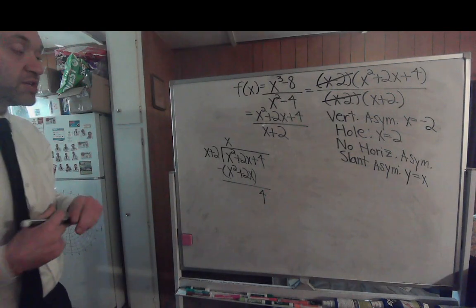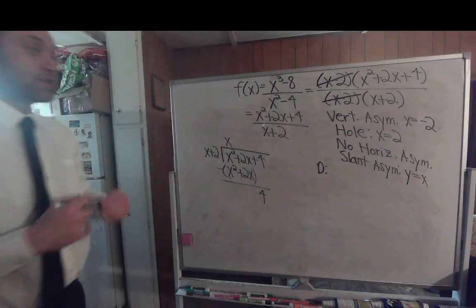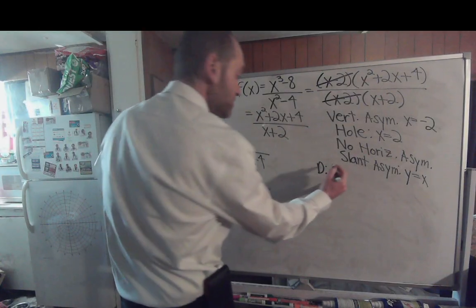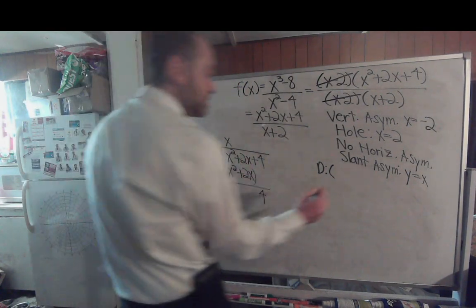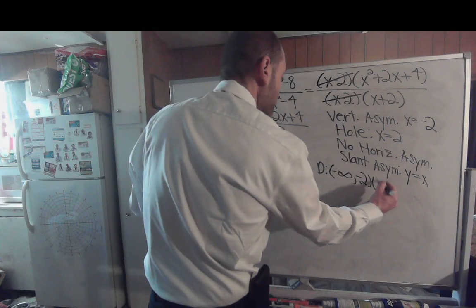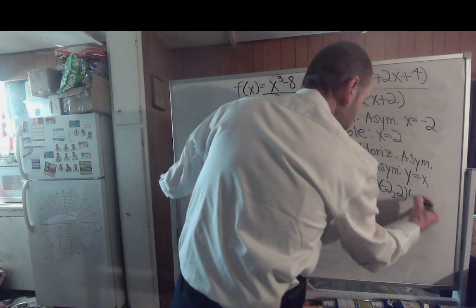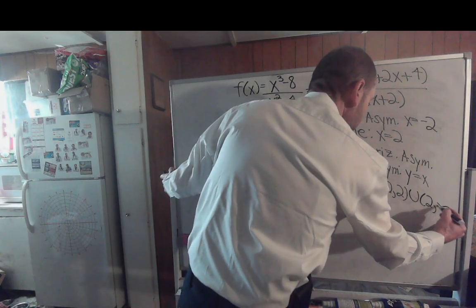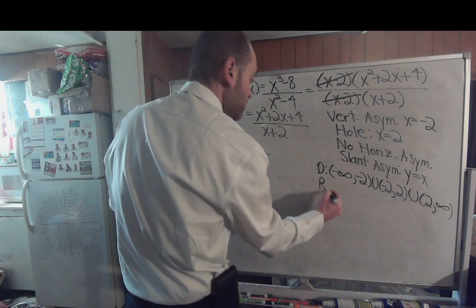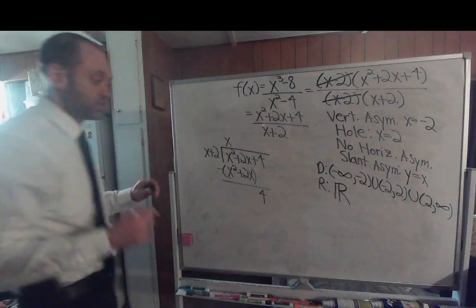All right, now let's just deal with the domain. Well, for the domain, we have a hole at x equals 2, a vertical asymptote at negative 2. So those are the two values of x that will not be accepted. So the domain goes from negative infinity to negative 2 non-inclusive, in union with negative 2 non-inclusive to 2 non-inclusive, in union with 2 non-inclusive to infinity non-inclusive. Now what about your range? We have no horizontal asymptote, so your range is actually the set of all real numbers.